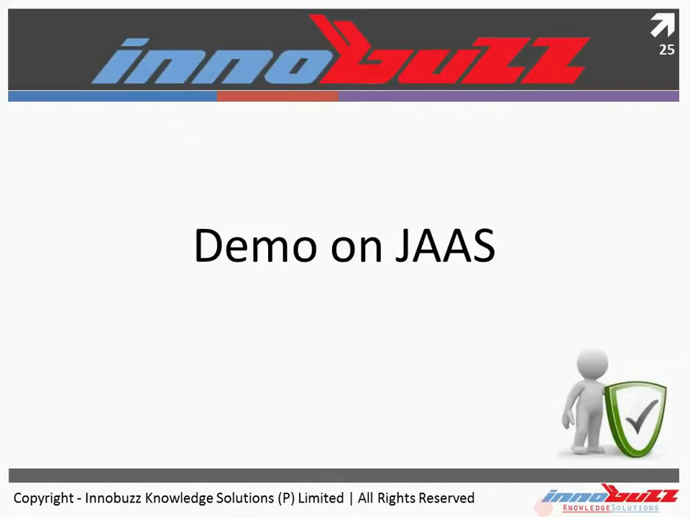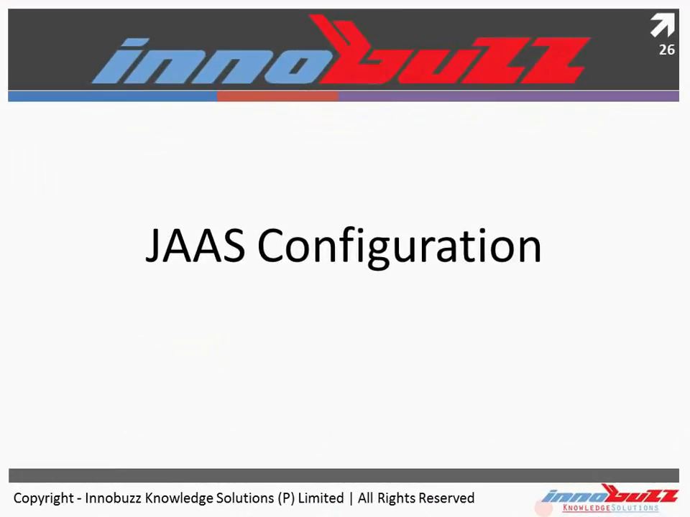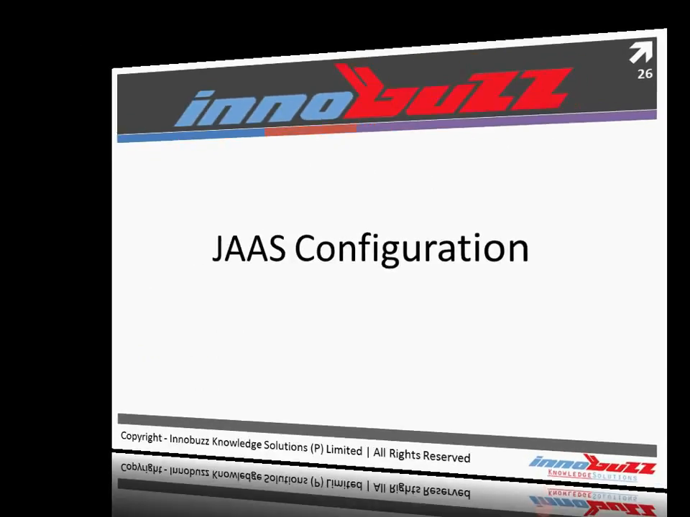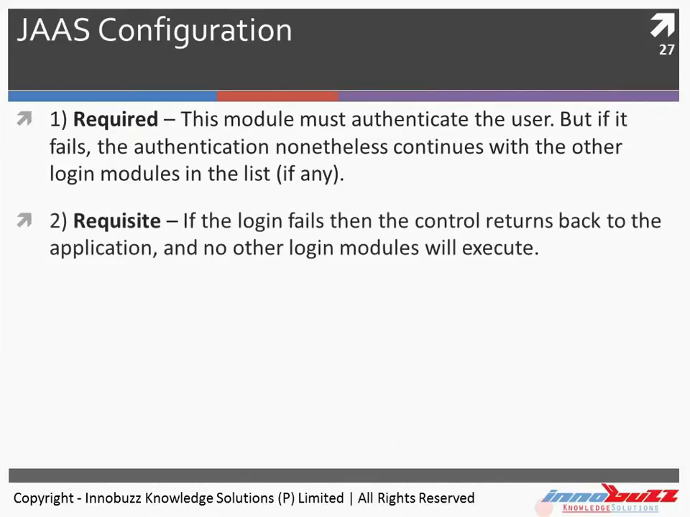Let's see the demo on Java Authentication and Authorization Service. But before that, we need to see the configuration done for it. So here you have concepts like Required. This module must authenticate the user, but if the user fails, the authentication nonetheless continues with the other login modules in the list, if any.